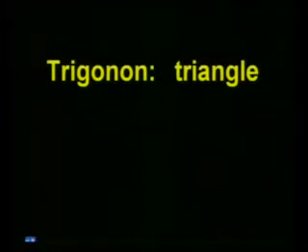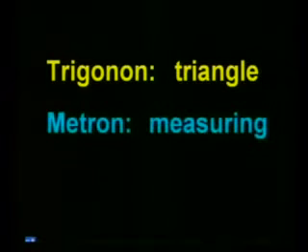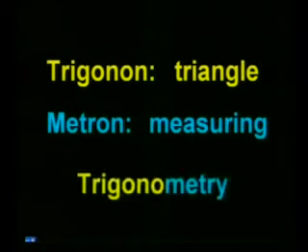If you look up the word trigonometry in a dictionary, you will see it comes from two Greek words, trigonon, meaning triangle, and metron, meaning measuring. Trigonometry is based on the study of right-angled triangles. That is, triangles that include an angle of 90 degrees.